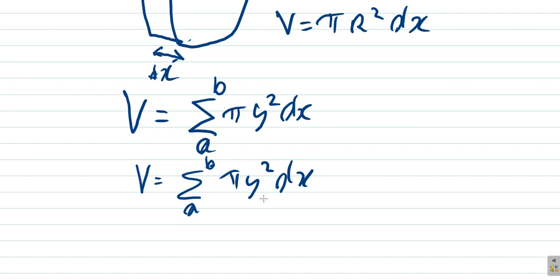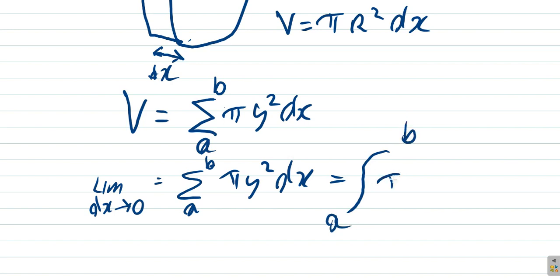But as the limit of this approaches or tends to 0, right? If the limit of dx tends to 0, what we would have is the integral from A to B of pi y squared dx.